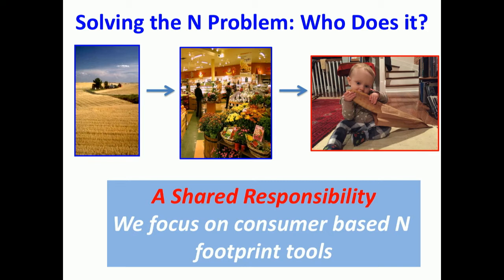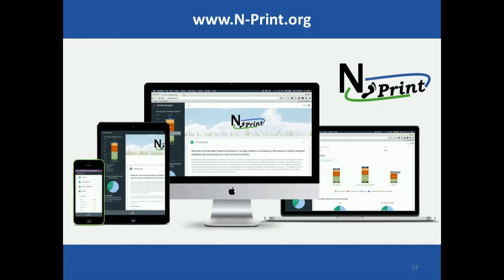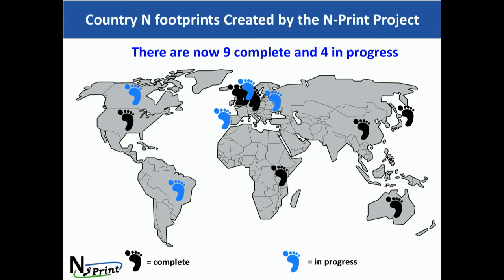My group, my colleagues and I, focus on the consumer, using nitrogen footprint tools. Through the project N-Print, available on a variety of platforms, we develop tools at the national, institutional, and city level. This is the national. We have 10 country-level nitrogen footprints. We have 5 more in progress. Some of the people involved in this project are in this room, including one of my co-authors on this paper, Allison Leach.